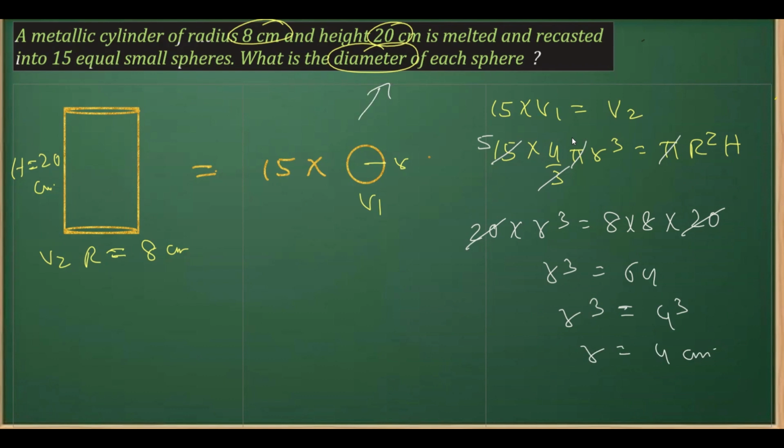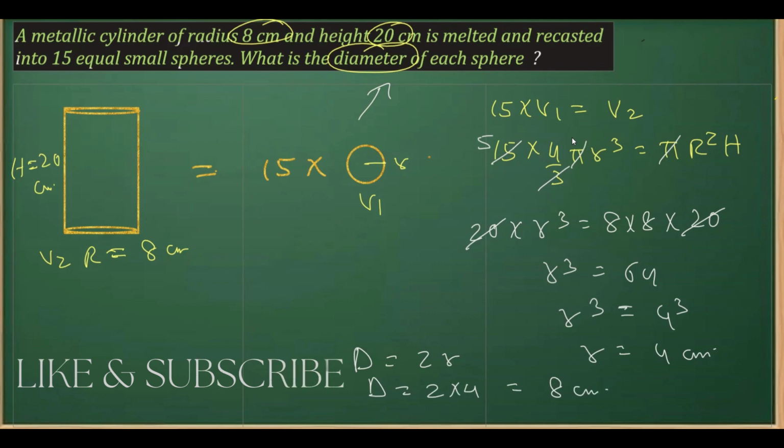But check, we had to get the diameter. What we know is the diameter is 2 times the radius. So the diameter will come as 2 times 4, which is how much? 8 centimeter. So this should be the answer for this question.